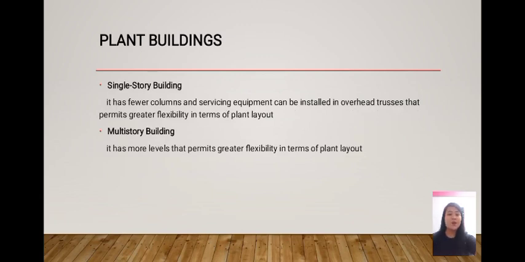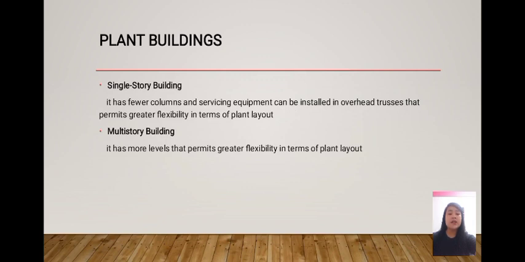There are two main types of buildings: the single-story building and the multi-story building. In a single-story building, there are fewer columns. In servicing, equipment can be installed in overhead trusses, which permits greater flexibility in terms of plant layout. So, it can provide more illumination, is easier to expand by simply moving a wall, gives greater floor loading capacity with less vibration, requires a lighter foundation, permits easier handling and routing of materials, and lastly, easier facilities supervision.